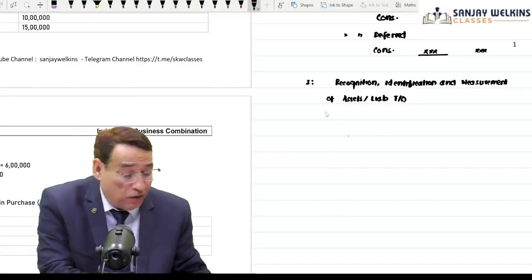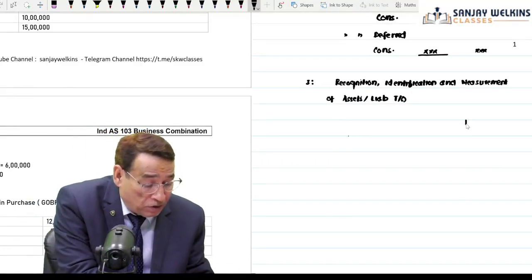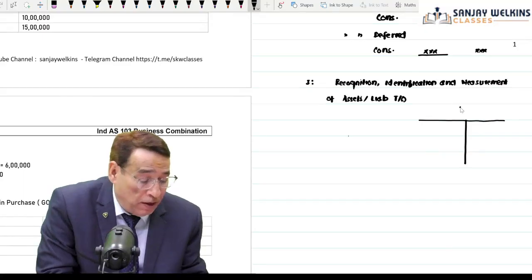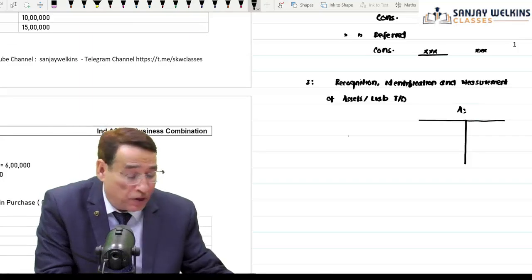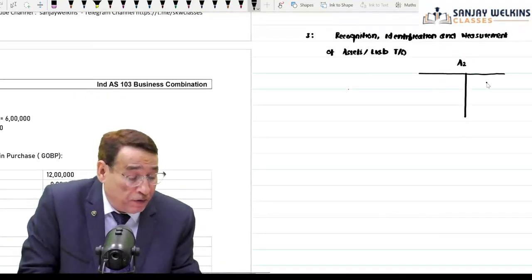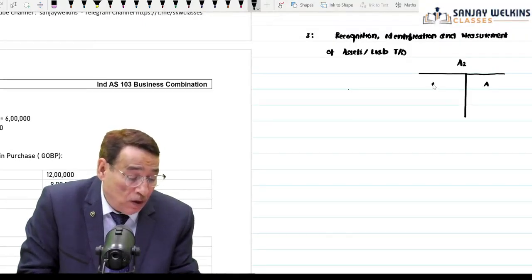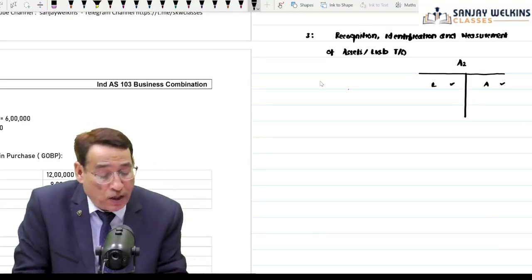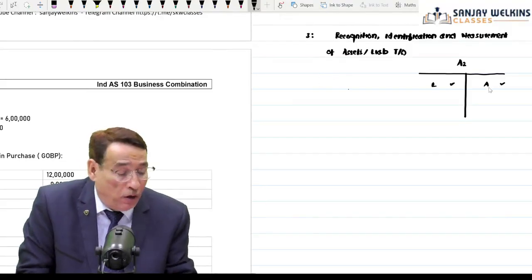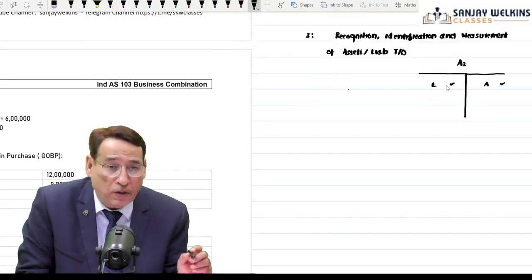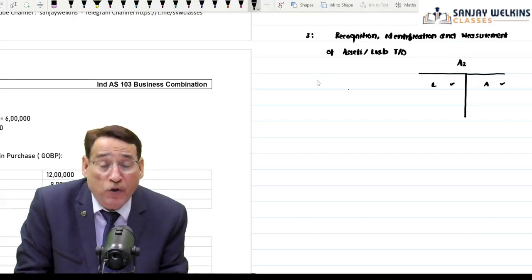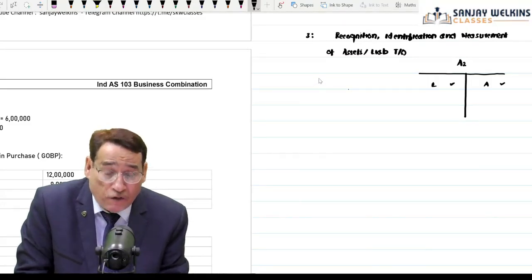Now here, let me tell you, your general rule is that, let us say this is the balance sheet of the acquiring entity, which I will write as A2. The general rule is that whatever assets and liabilities are appearing in the balance sheet of the acquiring entity, you are going to take them over, and you are going to take them over at fair value.